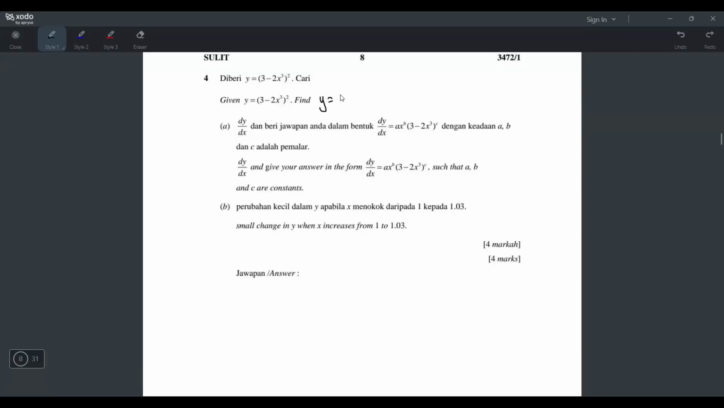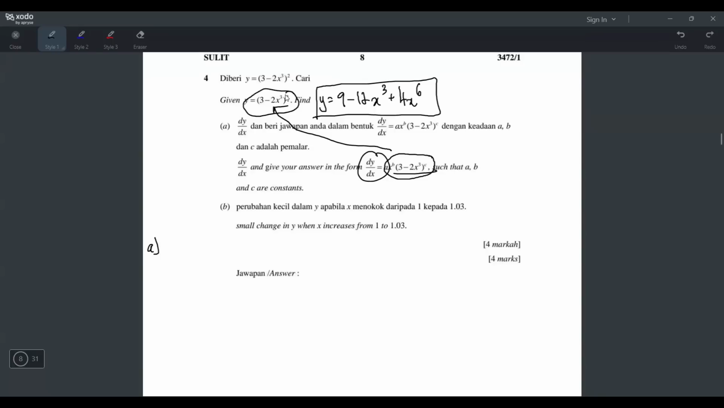3 square, which is 9. 3 times negative 2, negative 6, and then times 2, right? So negative 12x power 3 plus 4x power 6. Okay, all right. So this is another way to write the y equation. This one is after expand. This one is before expand. Okay, wait, is it correct? X power 3 square, right? So yeah, correct. Okay, let's see what they want here. A, find dy/dx and give your answer in this form such that A, B, and C are constants. Actually, if they want you to write dy/dx in this form, it's better you take this to differentiate.